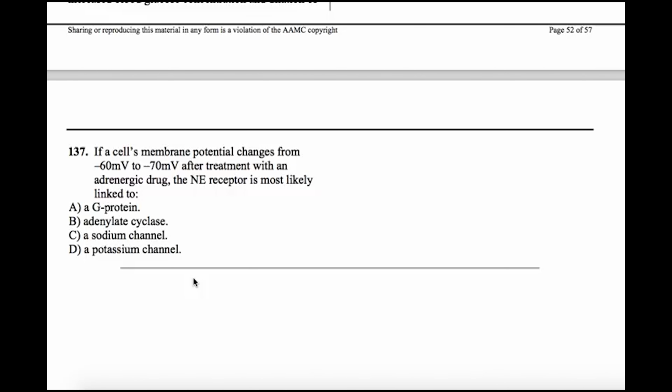And finally, let's look at D, a potassium channel. We know that the second phase, the repolarization phase of the action potential, is mediated by voltage-gated potassium channels, right? Because you have movement of potassium out. The driving force of potassium is out of the cell, and you have movement of positive ions out. You're going to get hyperpolarization. So we're going to pick D as our answer choice.